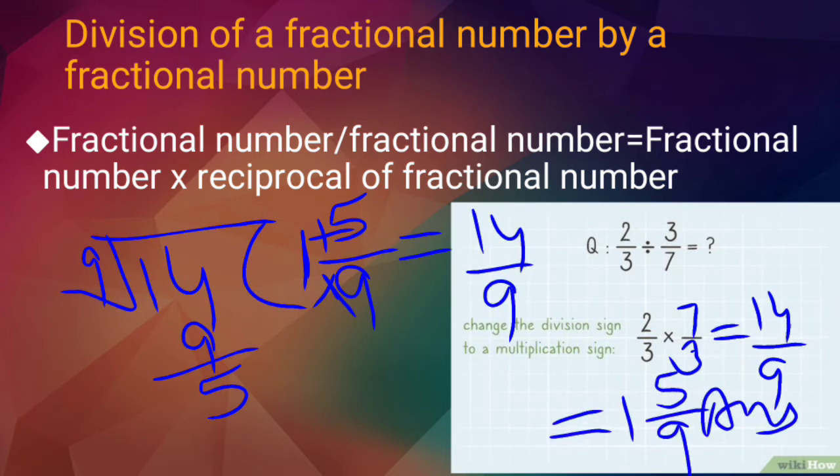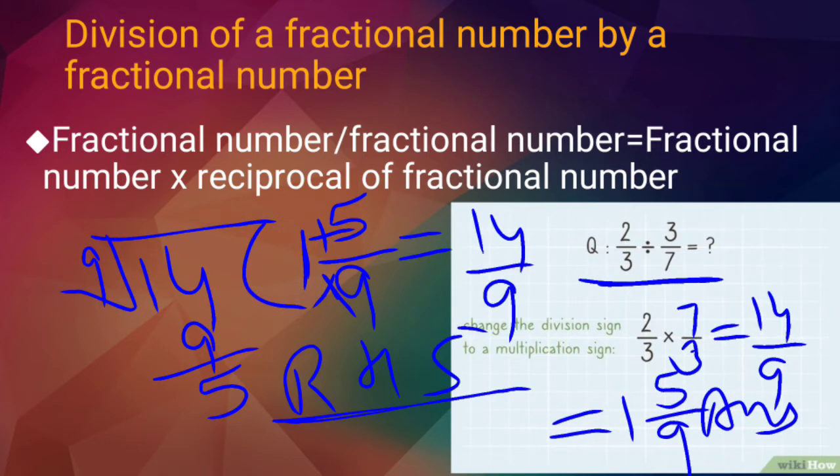Okay. Hope you understand how to find the answer when a fraction is divided by a fractional number. This is very simple. Don't be confused. You just have to take the reciprocal of the right hand side number, whether it is a whole number or a fractional number, and change the division sign to the multiplication sign. Only two things will repeat in each and every rule and property of division.